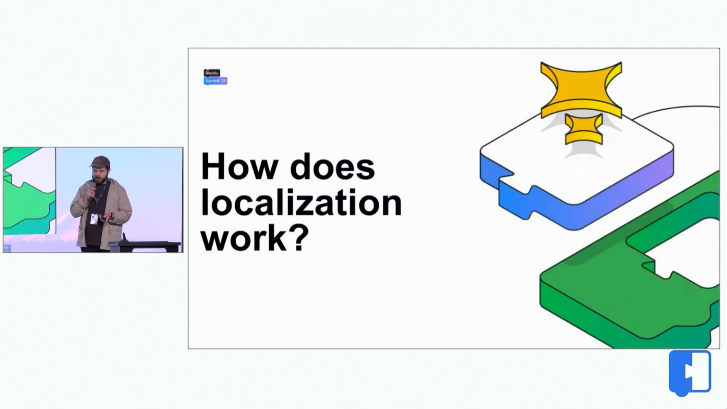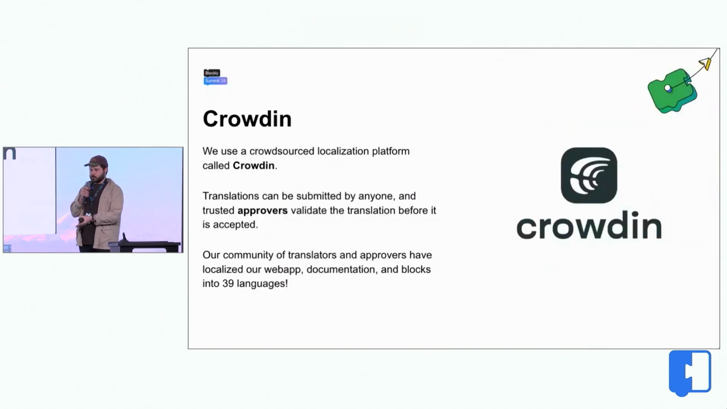So how does our localization work? We use a service called Crowdin, which you may have seen. It's used by a lot of open source projects. It's a tool for crowdsourcing localizations. Translations can be submitted by anybody for your app, and we have a team of trusted approvers that we nominate for different languages, who then say yes, this translation is good and trusted, and we're going to let it into the product. As we mentioned, our community of translators and approvers have localized our web app, our documentation, and our blocks in over 39 languages. Some more than others, but we have pretty good coverage these days.